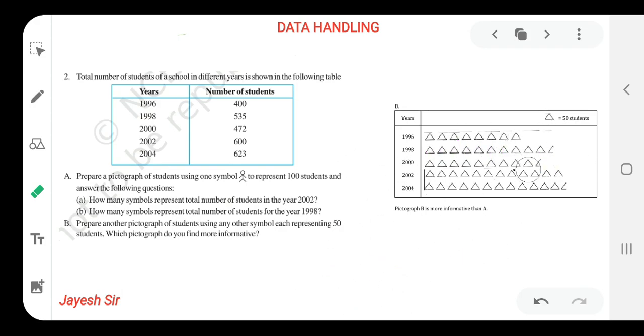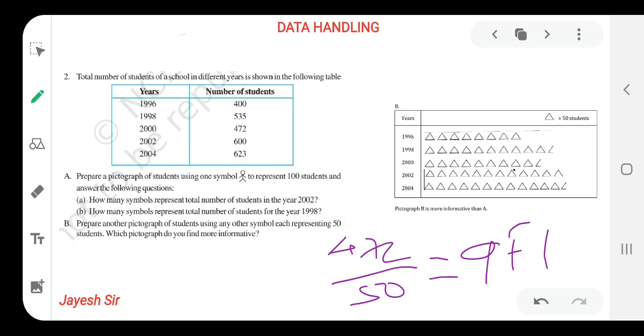So let's begin for the next year, that is 2000. 472 divided by 50. That means 9 full and 1 half symbol would be there. So let us count over here. You can find it by dividing also. So I am counting over here. 1 2 3 4 5 6 7 8 9 and 1 half. So our pictograph for 2000 is also correct.